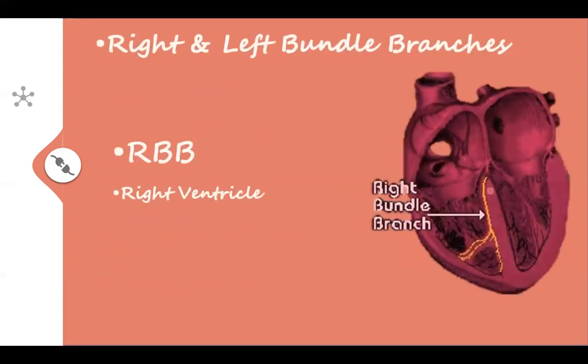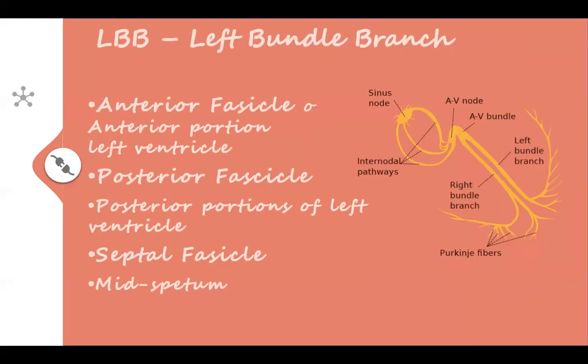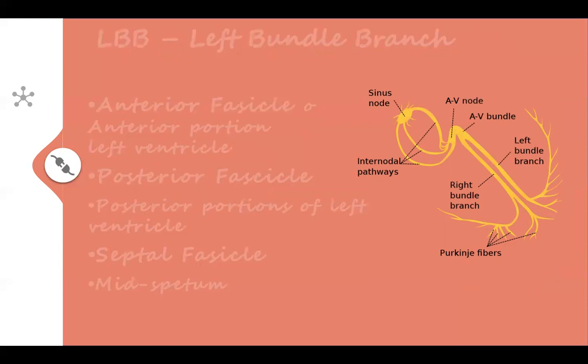And then from the His bundle, it gives a right bundle branch to the right ventricle, and this part called the moderator band, which is a muscular bundle in the right ventricle, makes the right bundle give a branch to reach the outer wall of the right ventricle. Then it gives to the left ventricle the left bundle, which divides into the left anterior fascicle to the anterior portion of the left ventricle, and the left posterior fascicle to the posterior portion of the left ventricle.